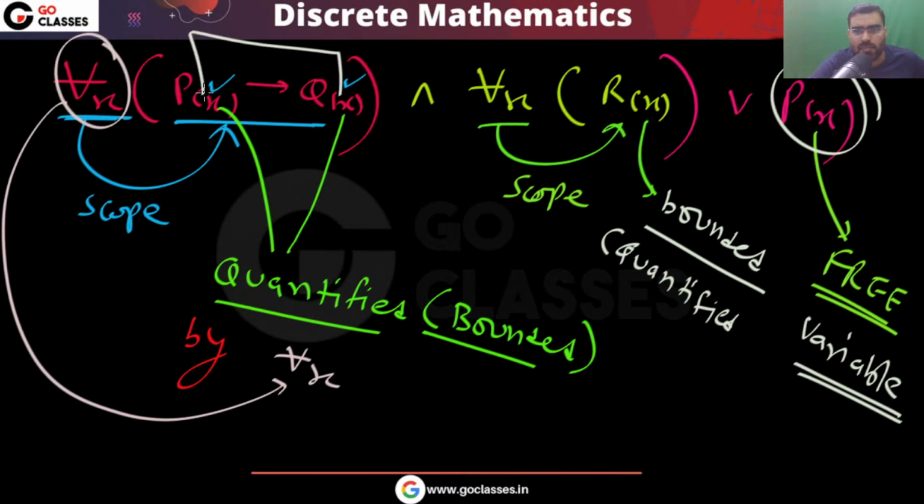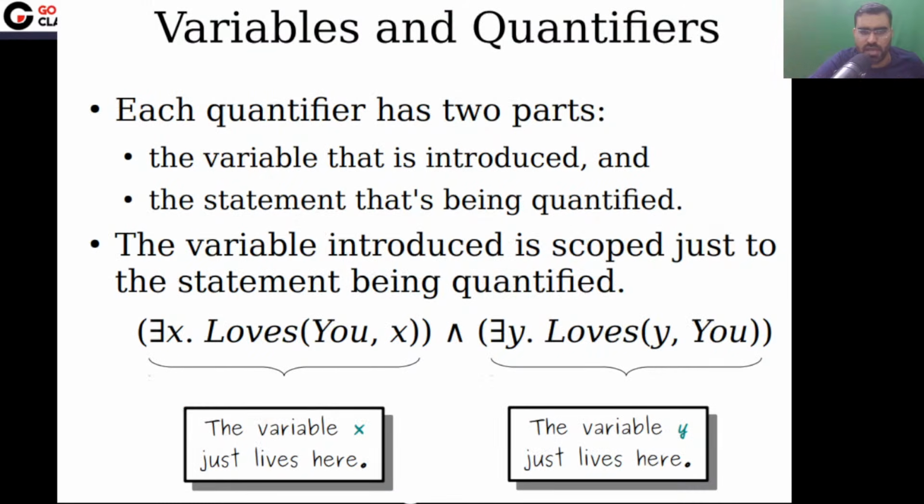These two x are the same. This x has nothing to do with this x. Also this x has nothing to do with this x. You can see this is a free x because it is not quantified by any quantifier. So this is the point.